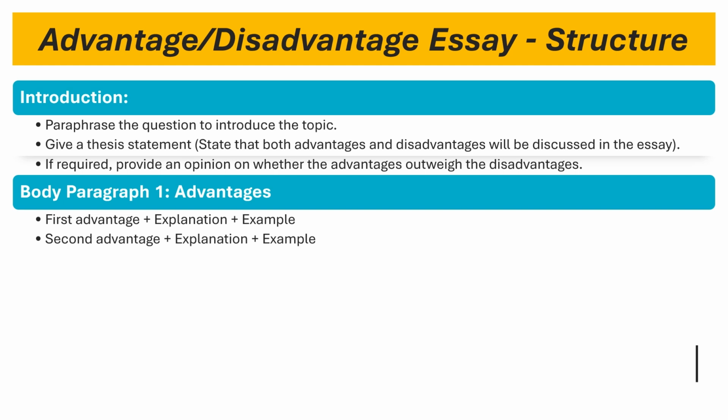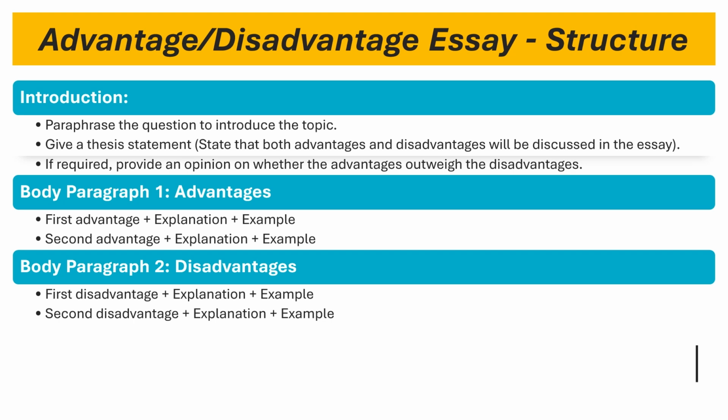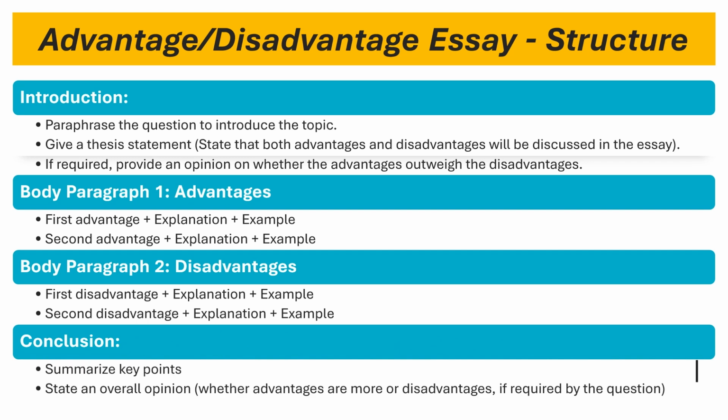providing explanations, and support them with relevant examples to strengthen the arguments. In the second body paragraph, we cover the disadvantages, again providing examples for clarity. Finally, in the conclusion, we summarize the main points and state whether we believe the advantages are stronger than the disadvantages. End with a final thought, such as a recommendation, a prediction, or a general reflection on the topic. Following this format ensures clarity, coherence, and a strong response to the task.